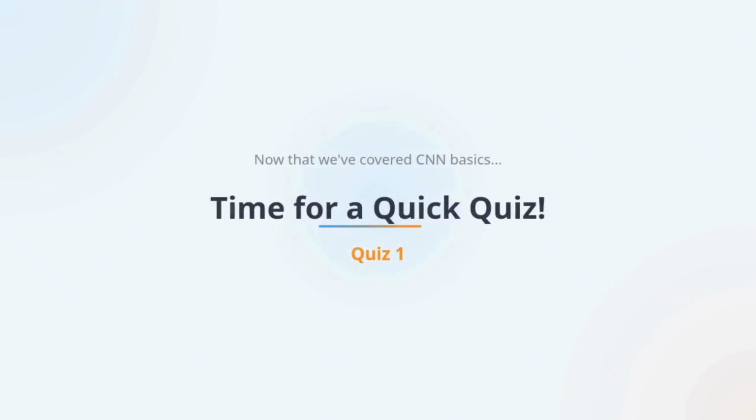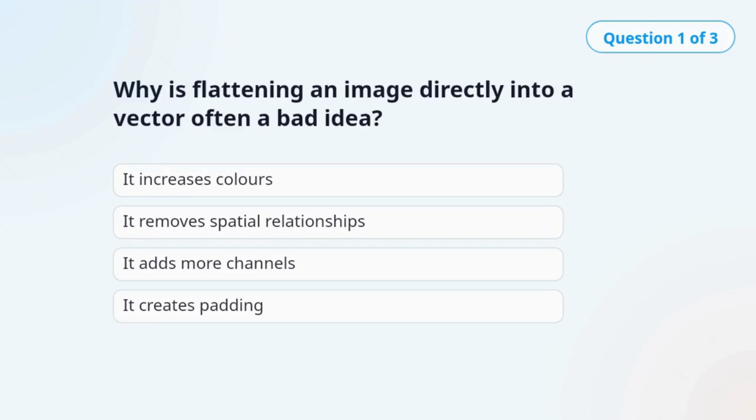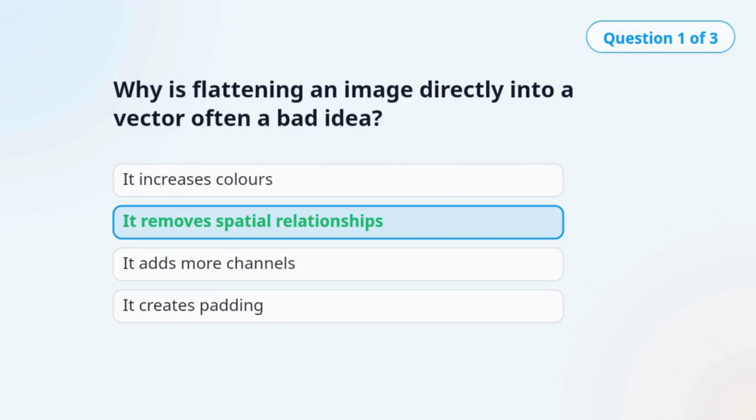Now that we've covered CNN basics, let's test what we've learned so far. Here's quiz number 1. See if you can get it right. Question 1. Why is flattening an image directly into a vector often a bad idea? The correct answer is, it removes spatial relationships. Flattening breaks the neighborhood structure of pixels, which is very important in images.